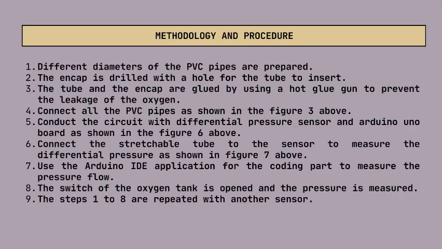Construct the circuit with the differential pressure sensor and Arduino board as shown in figure 6 above. The figures for these two parts were already explained by the other members. Use the Arduino IDE application for the coding part to measure the pressure flow. The switch of the oxygen tank is opened and the pressure is measured. Steps 1 to 8 are repeated with the other sensor.